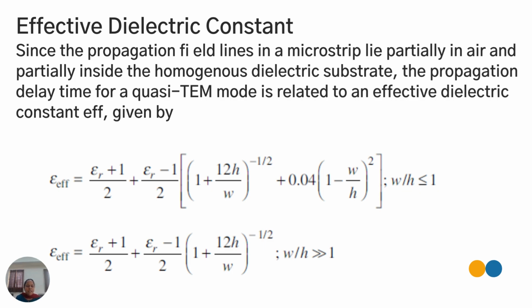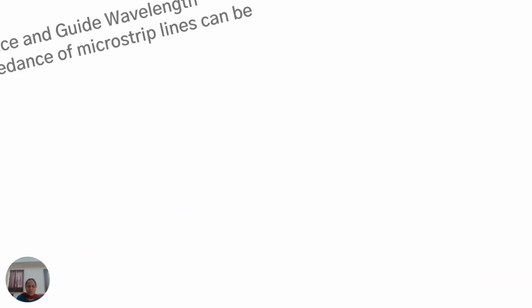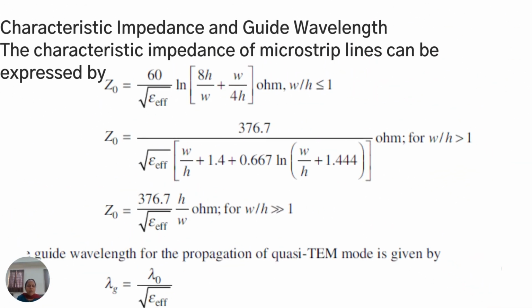When W by H is very much greater than 1, I have to follow the second formula given below: epsilon r plus 1 by 2, plus epsilon r minus 1 by 2, into 1 plus 12h by W, whole to the power of minus 1 by 2. Now, how do I find the other parameters for a microstrip line? Z0 I can find with this formula.